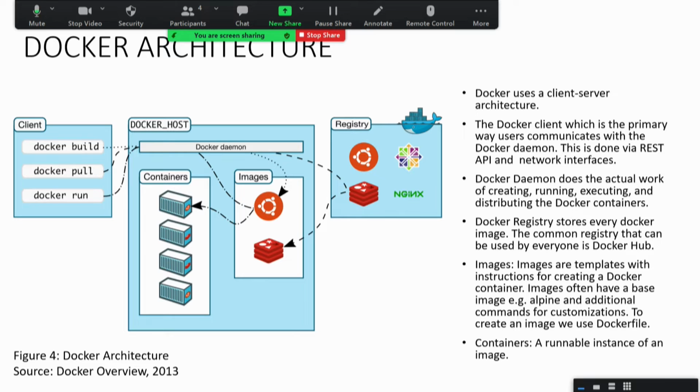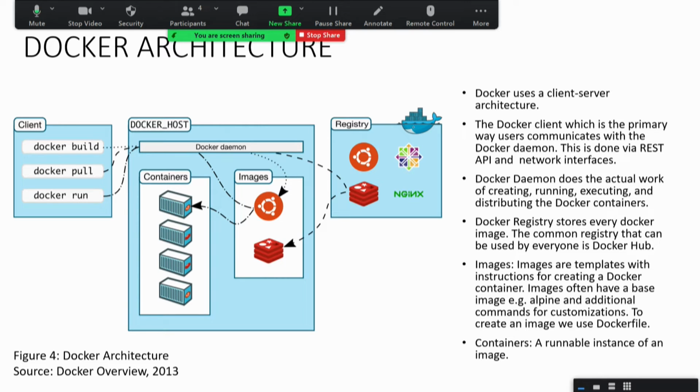So next we have the registry. This is where all Docker images are stored, and the common registry is Docker Hub. I don't know if anyone has used Docker Hub before. It's like an online repository where several images are stored. So when you want to create your own Docker image, you specify base images. These base images are collected from the repository called Docker Hub.